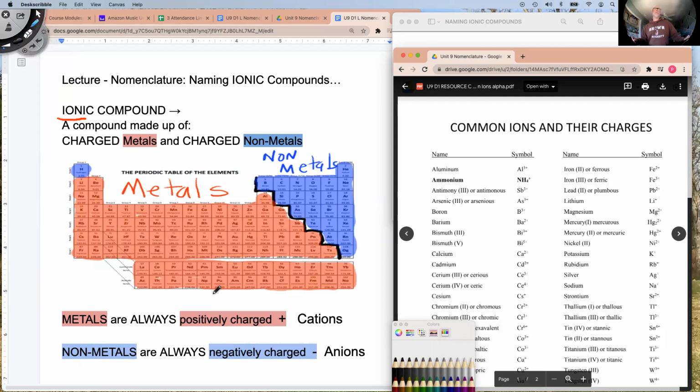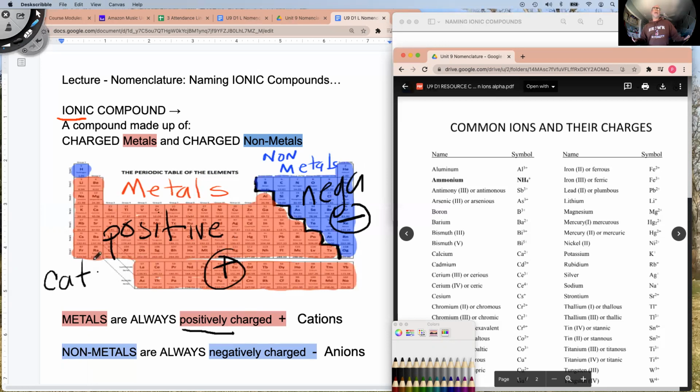We've gone over this before. Metals are always positively charged. These are always positive. All right, that's a big plus sign. These over here are always negative with a minus sign. The metals are called cations, a cation. And you can remember it's called a cation because there's a positive T right in the middle of the word cation. You can also remember cation because cations are positive, ladies and gentlemen, like a cat.